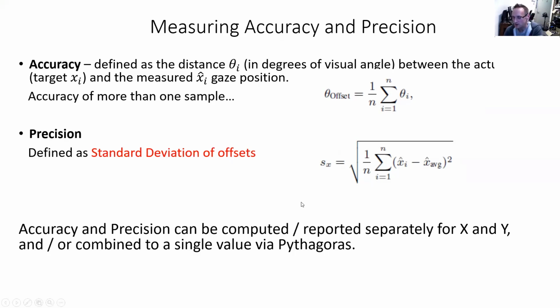If you want, you can combine the X and the Y values using Pythagoras. This would be the equation for computing precision across both X and Y. You just square your X, square your Y, and take the square root of the lot of them. That's Pythagoras, and that gives you a single value for precision, or indeed accuracy, across X and Y.